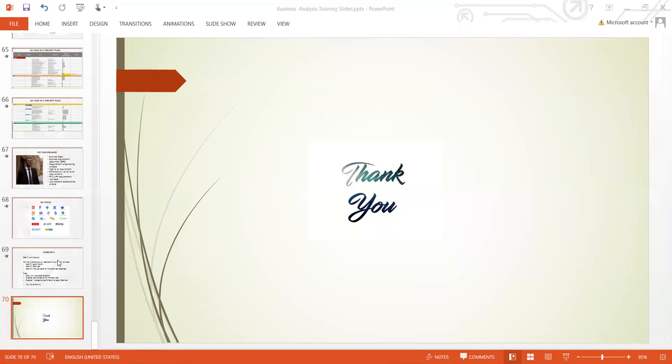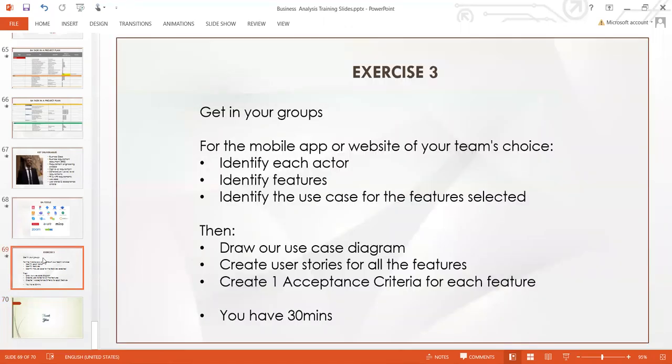Sir, I don't really understand the assignment. You don't understand the assignment? No. Okay, let's look at the assignment again. I'm not even getting the diagram. I'm trying, I'm not getting it, sir. That is the assignment.